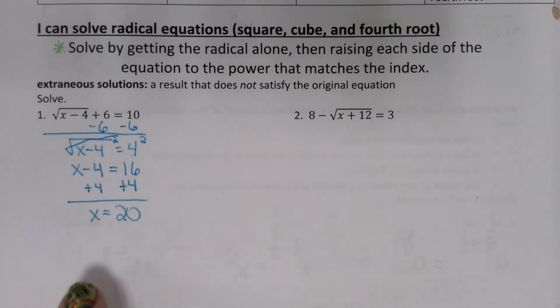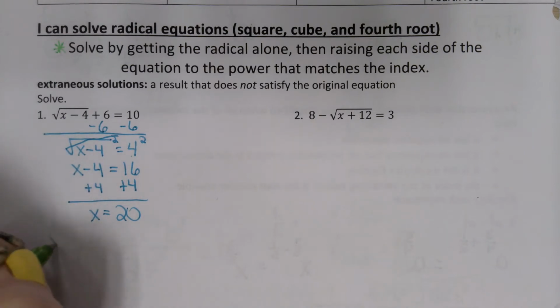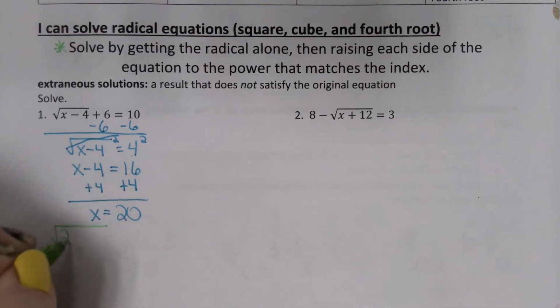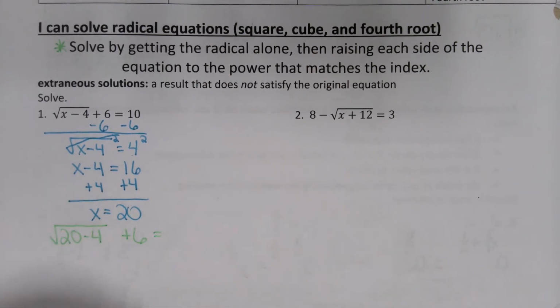Now, with these radical equations, we have to be careful because we have extraneous solutions that we get by working the problem out algebraically, yet when we plug them back into the original problem, they don't actually satisfy the original equation. They don't make a true statement. So we always have to check for extraneous solutions, and we do that by plugging it back into the original problem. So square root of 20 minus 4 plus 6. We want to know if that equals 10.